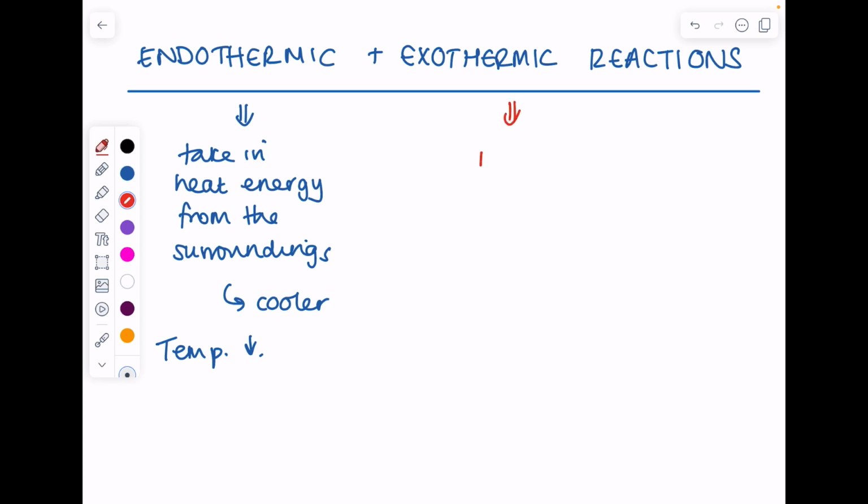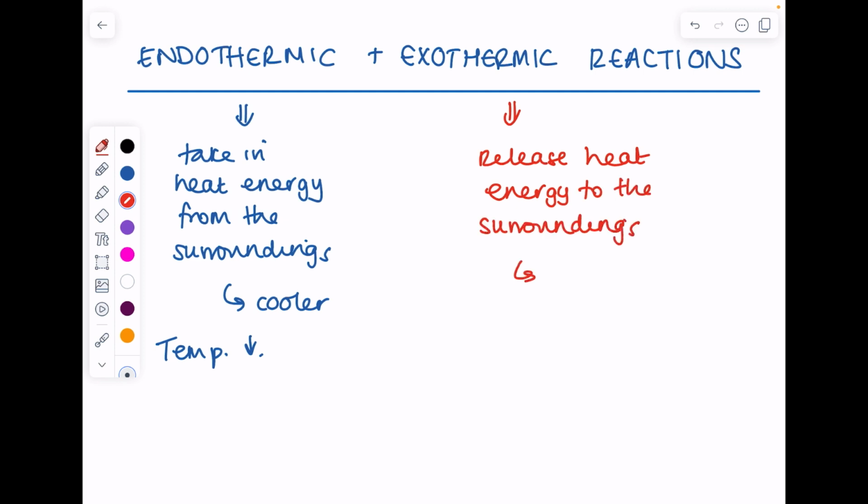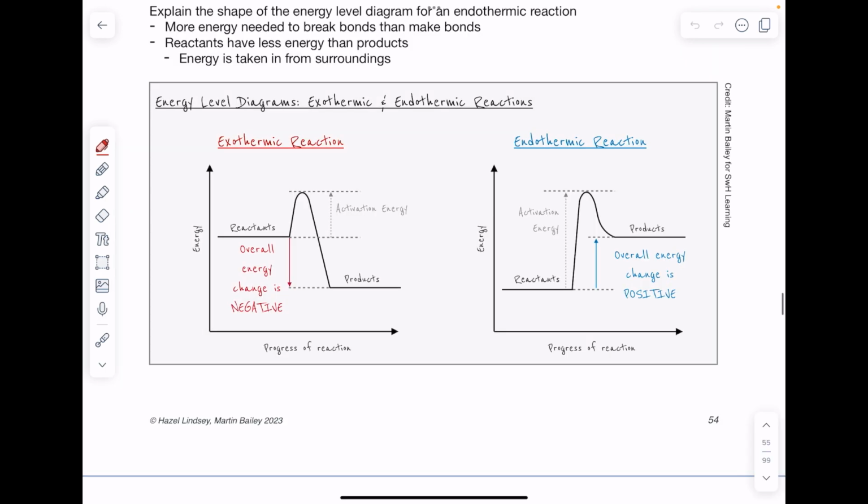Exothermic reactions release heat energy to the surroundings, so the surroundings get hotter, and so with our thermometer we'll find that the temperature has increased with an exothermic reaction. It's very important that you're aware of that. Let's look at these energy level diagrams.